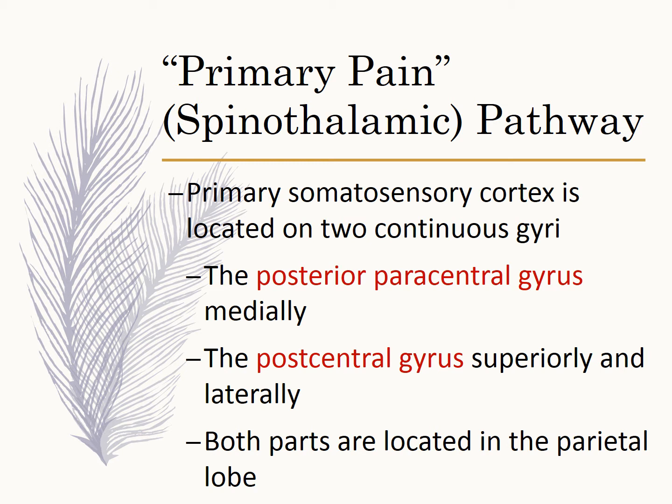The part that is located more on the outside, the lateral aspect of the brain and much of that superior aspect of the cerebrum, is known as the postcentral gyrus. The postcentral gyrus is going to sit immediately posterior to the central sulcus. The posterior paracentral gyrus and the postcentral gyrus are located in the parietal lobe.